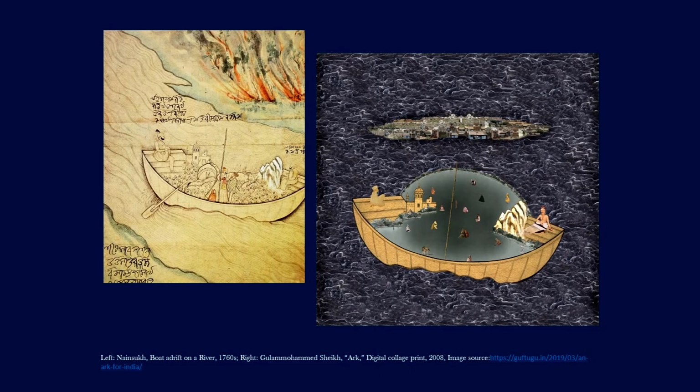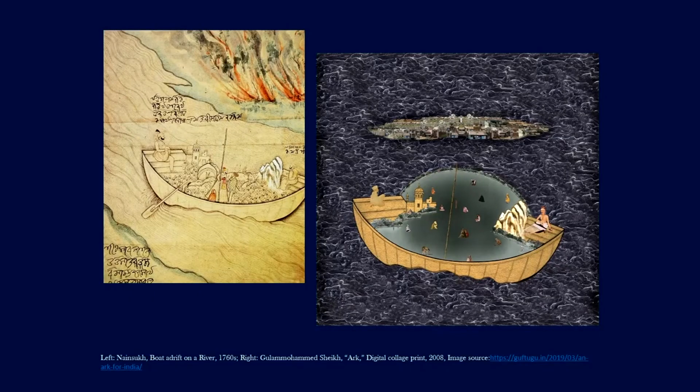And as we know, the rivers in this region, in Kangra and in the Pahari region, are turbulent, and this idea was reinterpreted by Gulam Sheikh in this work that we see on the right side of the screen. This work is a digital collage print. The entire work is made by collecting different images, putting them together digitally as a collage, and then that is printed.